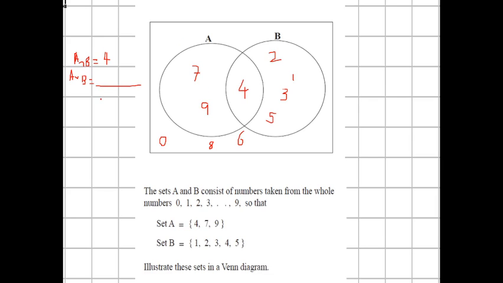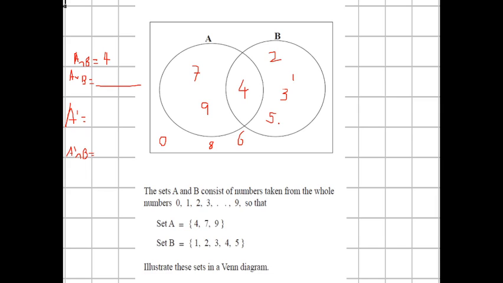If I wanted the complement of A, that would be everything outside of A, which would be 1, 2, 3, 5, 6, 8, and 0. If I wanted the complement of A intersection with B, for instance, that's everything outside A but also in B. So everything outside A are the ones I just said, but it also has to be in B, so that would just be 1, 2, 3, and 5.